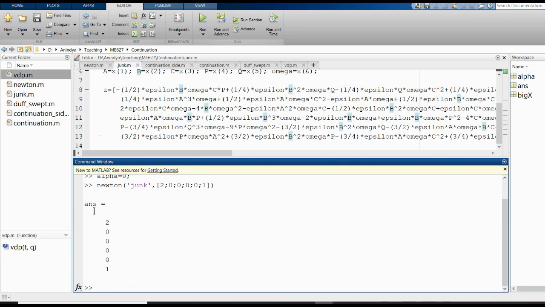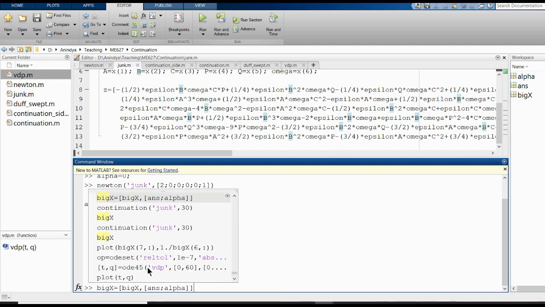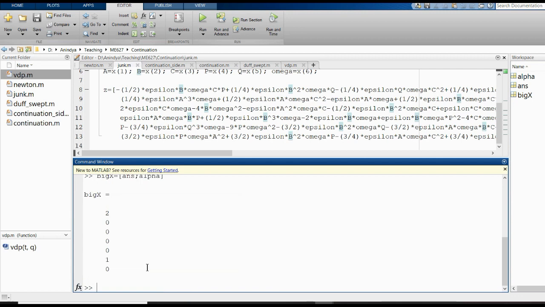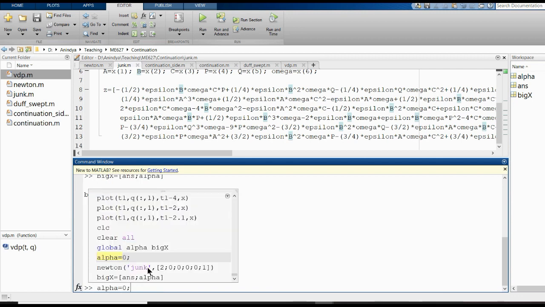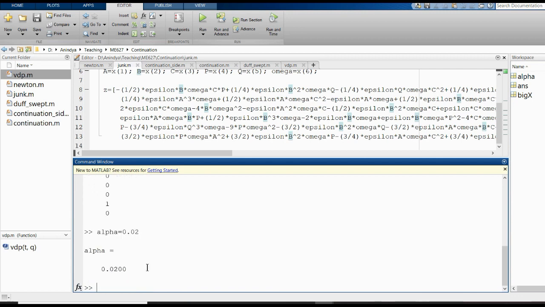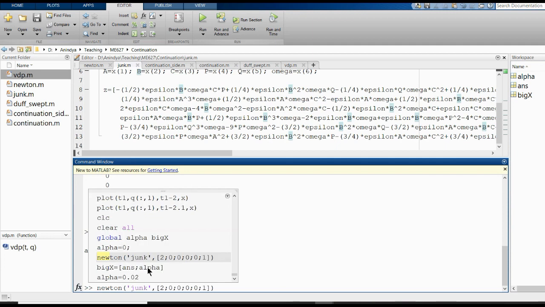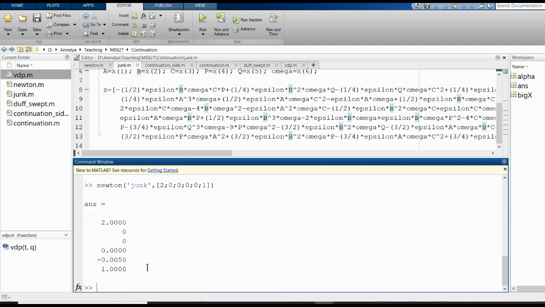Okay, so you see that's the answer, and then I assign that to big X, and then I say alpha equals, and I increase it just a bit, and then I use the same initial condition, and then I assign that also.